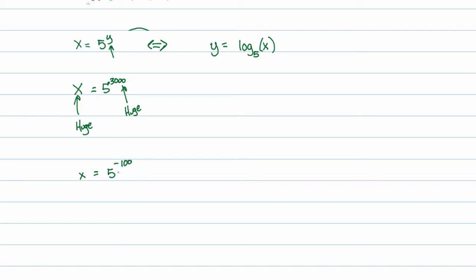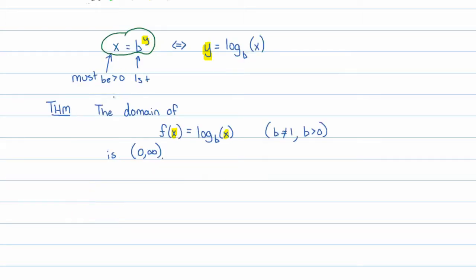If I do that, that's just going to be the same as 1 over 5 to the 100th power, which is a very small number, but still positive. Okay, so still greater than 0. So what I see are two things occurring here. The x values can range from things that are almost 0 all the way up to huge numbers, and I see that my y values can be negative numbers, positive numbers, huge positive numbers.